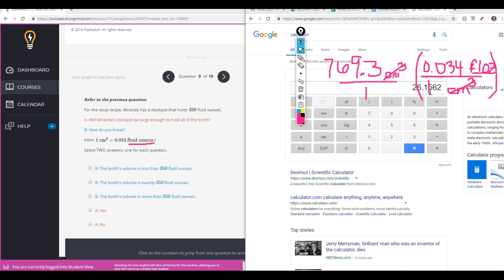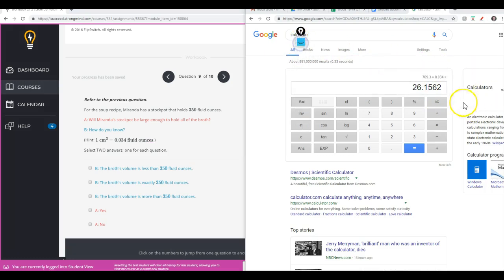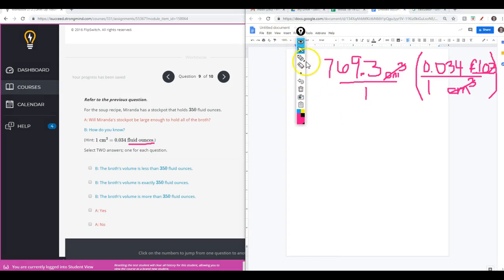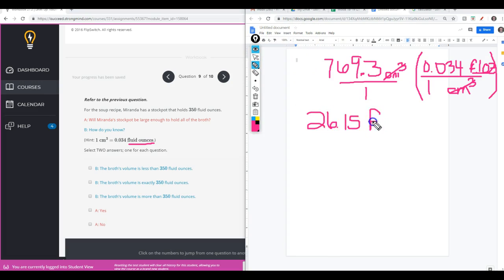It's like 2 divided by 1. It's 2. So whatever this number was, 0.034 divided by 1 is just 0.034. So that's how come I just multiplied by that instead of multiplying it as the fraction in a parentheses. So then it ends up being 26.15. So this ends up being 26.15 fluid ounces.